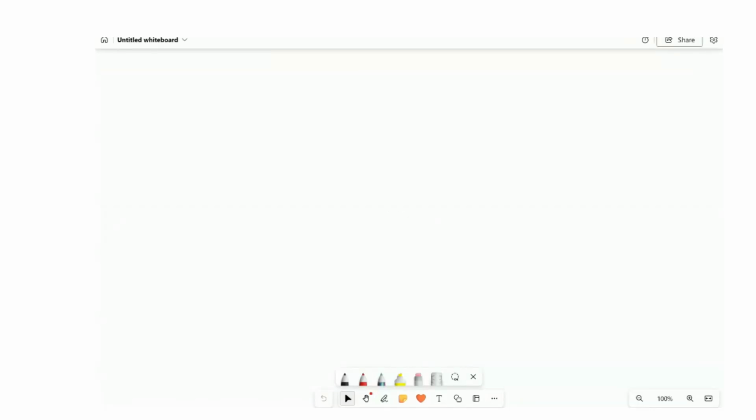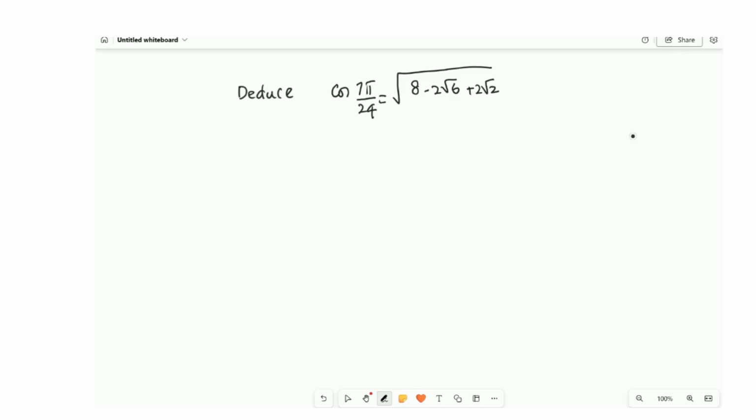Okay, now I'm going to question number 14a part 3. That is, we have to deduce cos 7 pi divided by 24 should be equal to square root of 8 minus 2 square root of 6 plus 2 square root of 2 divided by 4.